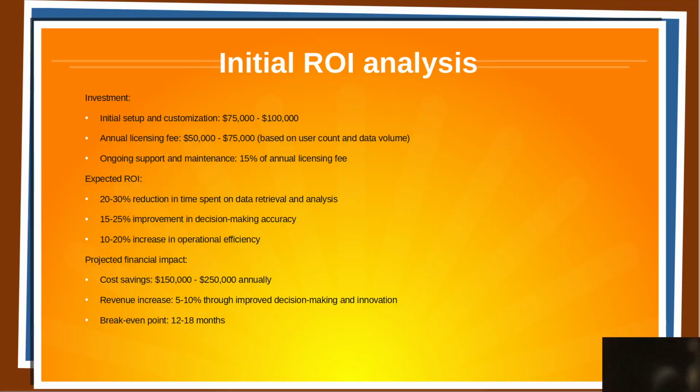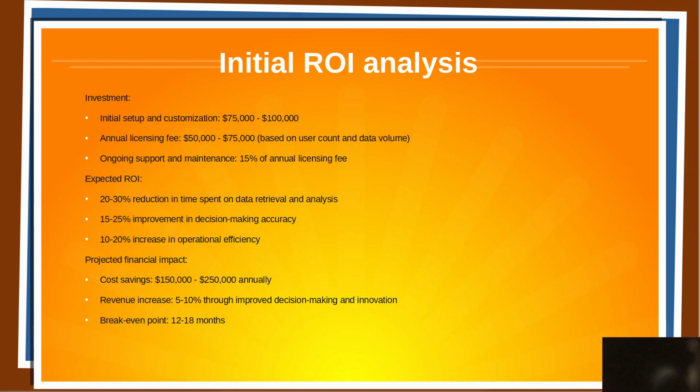So some initial ROI analysis: typically about 75,000 to 100,000 to set up and customize. Then there is the annual licensing fee that you would pay to Microsoft or OpenAI or IBM. Then there is ongoing support and maintenance, 15% of the licensing fee. Then there is the ROI: 20 to 30% reduction in time spent on data retrieval, and about 15 to 25% improvement in decision making accuracy, because the information is now very relevant to the corporation as opposed to being a general model for the entire world. And there is about a 10 to 20% increase in operational efficiency, given that a number of steps can be collapsed into a few steps with API calls to these LLMs and surfacing the answer via a chatbot to the end user.